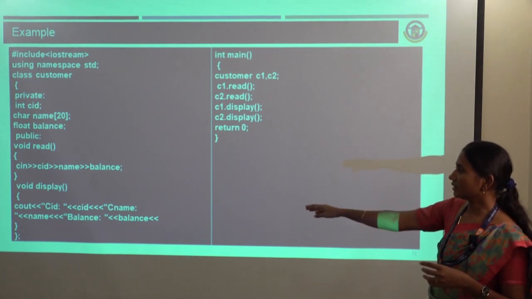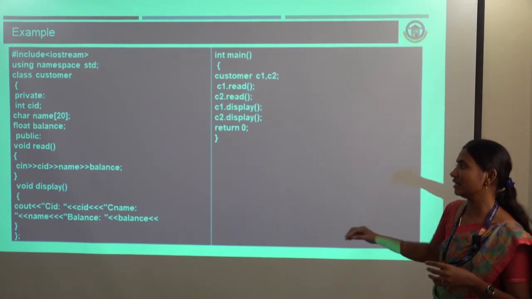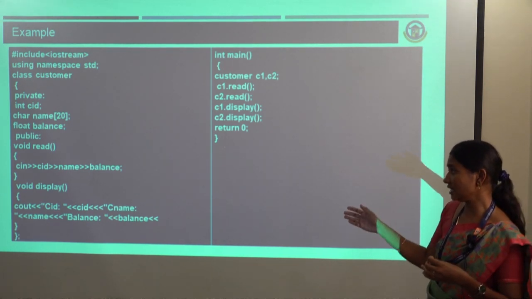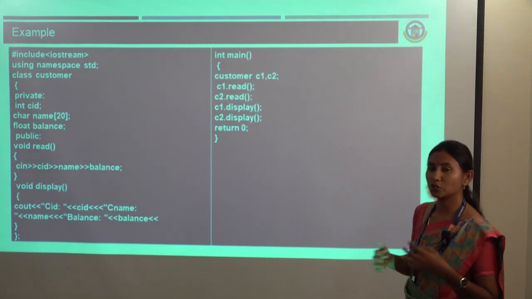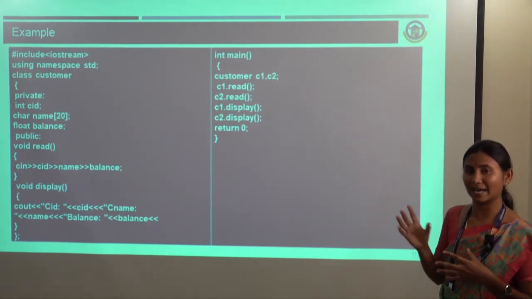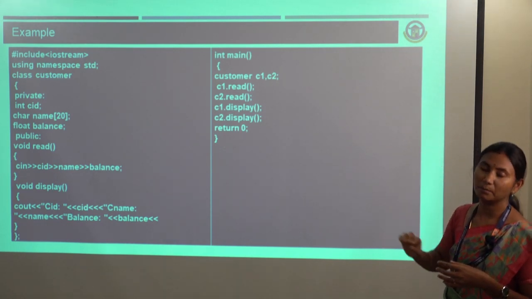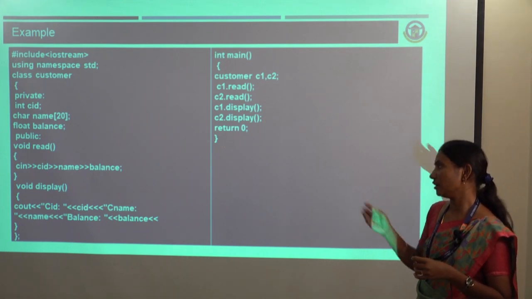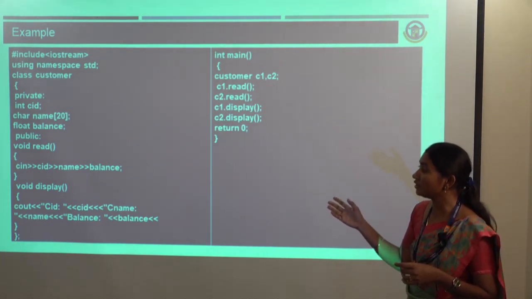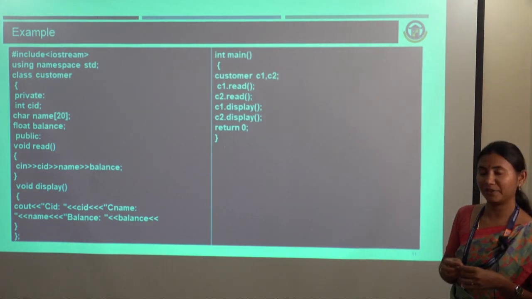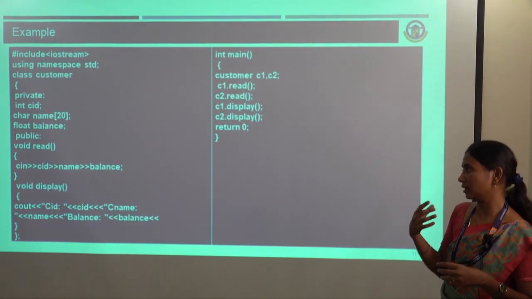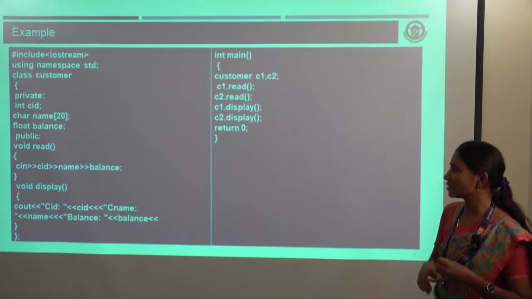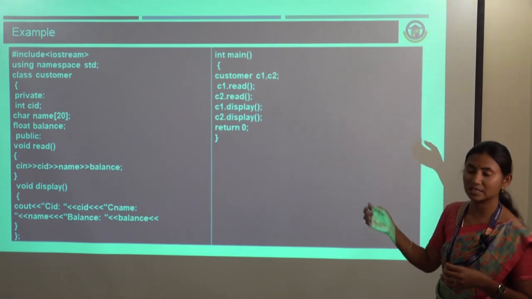Next one, there are two member functions declared here. One is void read and another one is void display. These member functions are given in public, so that your object can access the member variables through the member function. So the first member function is the read method. In the read function, we are getting the input from the programmer. The inputs are customer ID, name and balance by using the cin keyword.